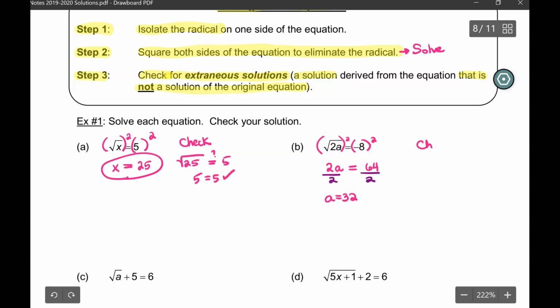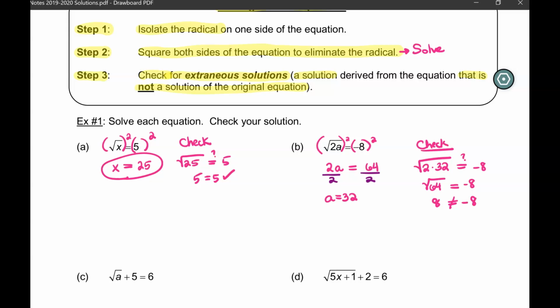Now we're going to check. So I have square root of 2 times a, which is 32. Does that equal negative 8? So we get square root of 64. Square root of 64, though, is positive 8, not equal to negative 8. Therefore, a cannot be equal to 32. We're actually going to say this one has no solution.